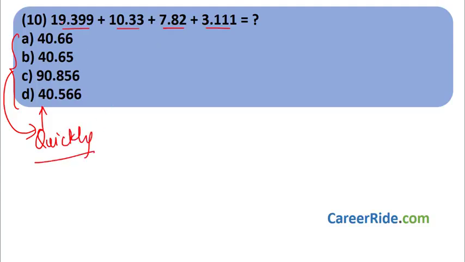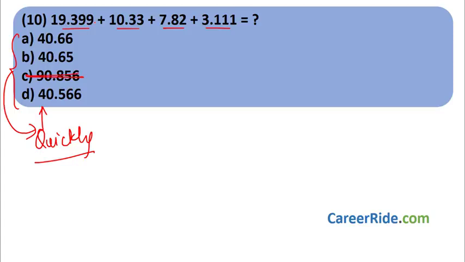Now they have given this. 19 plus 10 is 29, plus 7 is how much? 29 plus 10, 7 plus 3 is 10, so 39. So 90 can never be the answer because the addition comes out to be around 40, 39, 40. Okay, so 90 is not the answer. Now let us see which one is the answer.